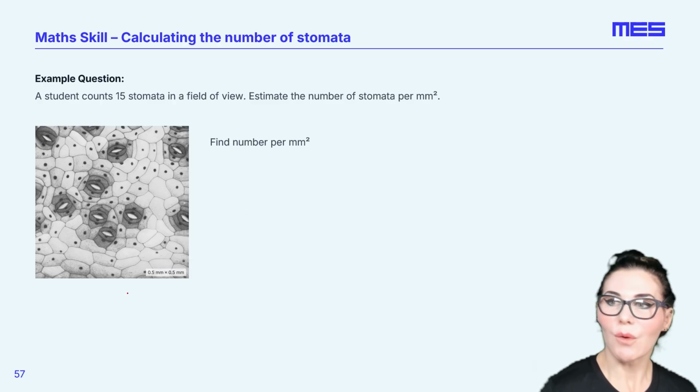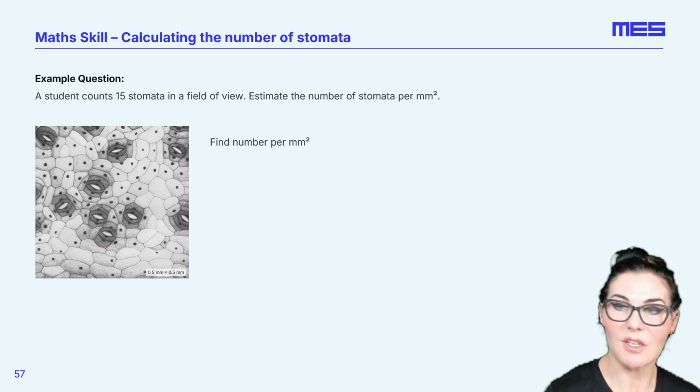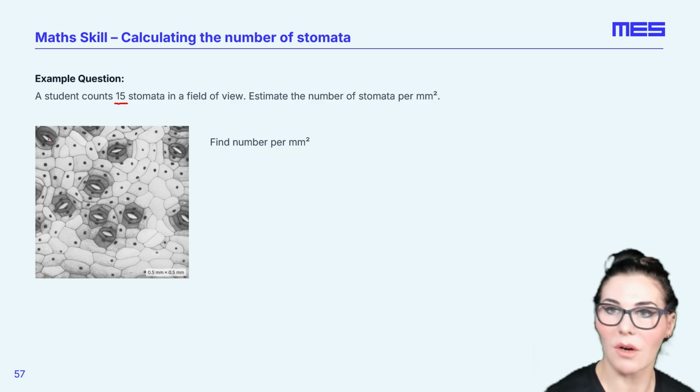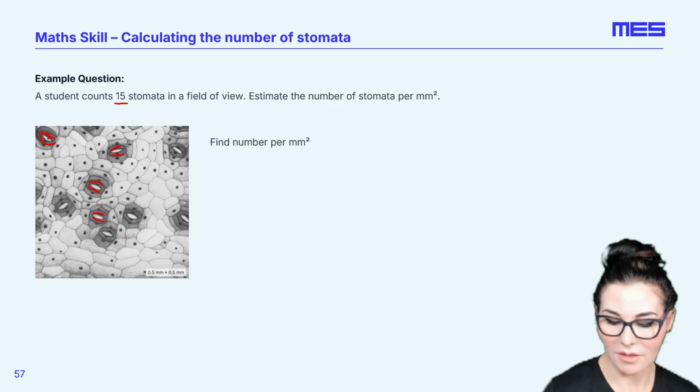First thing you'd need to do is find the number of stomata in the picture. In fact, they've told you that, haven't they? So they've told you there's 15 stomata. So we can see here we've got the stomata, these little holes here, and then these surrounding bits there are the guard cells. There's your guard cells that I'm just shading in red. And the bit in the middle, the gap in the middle, is the stomata.